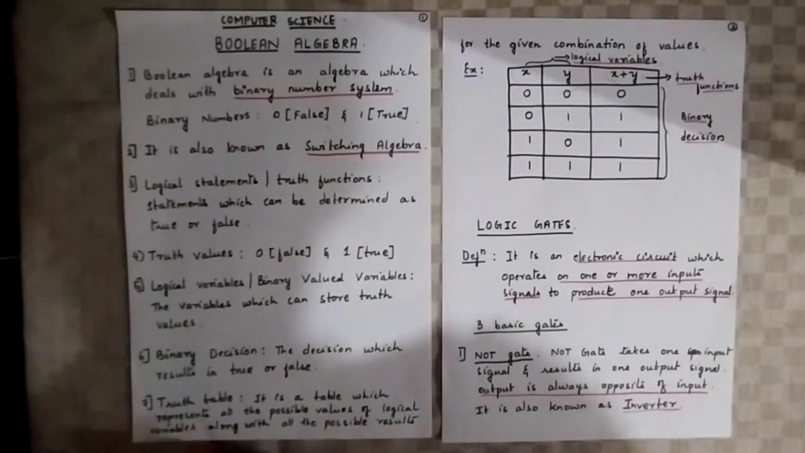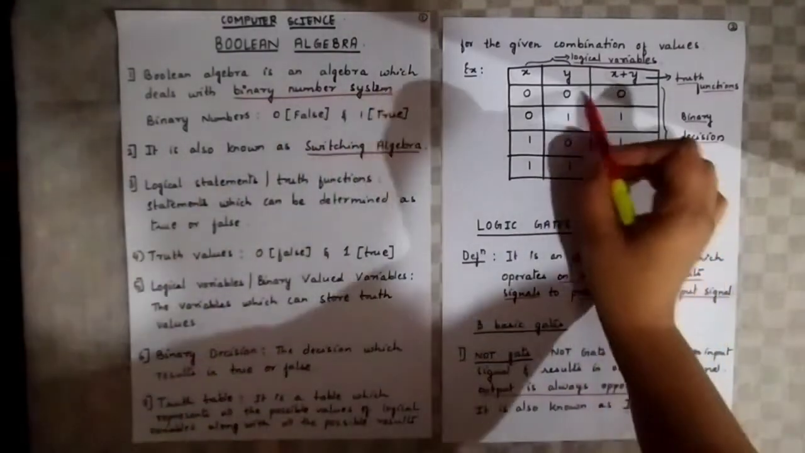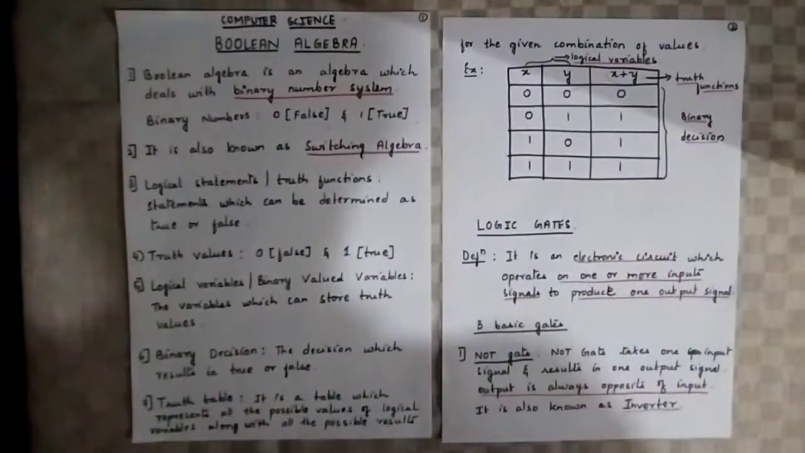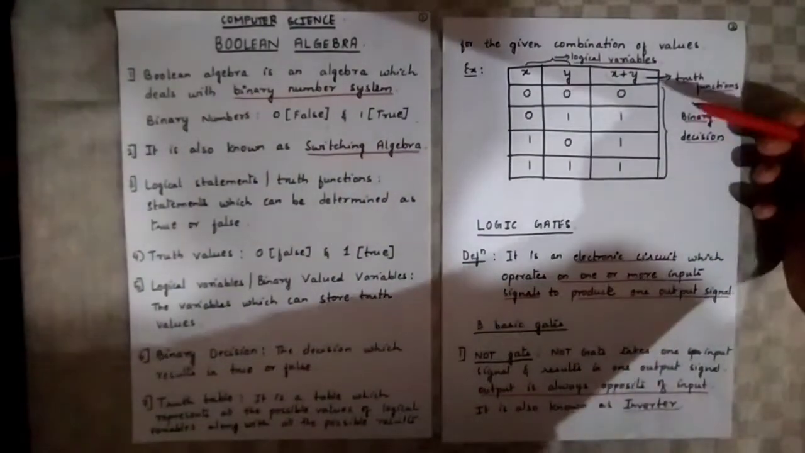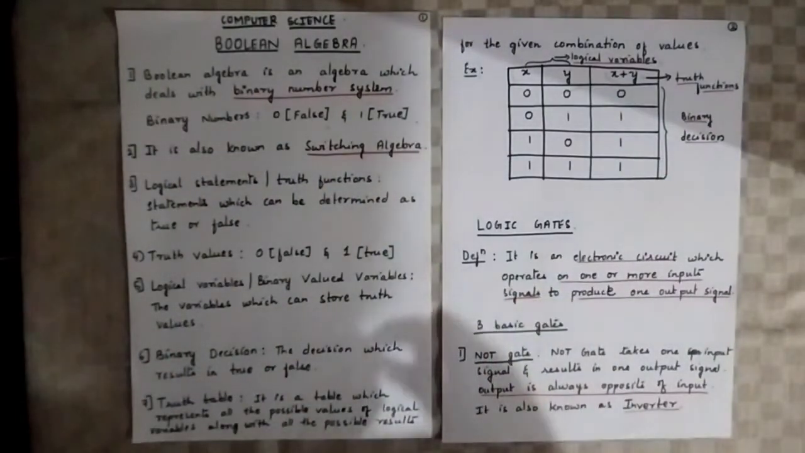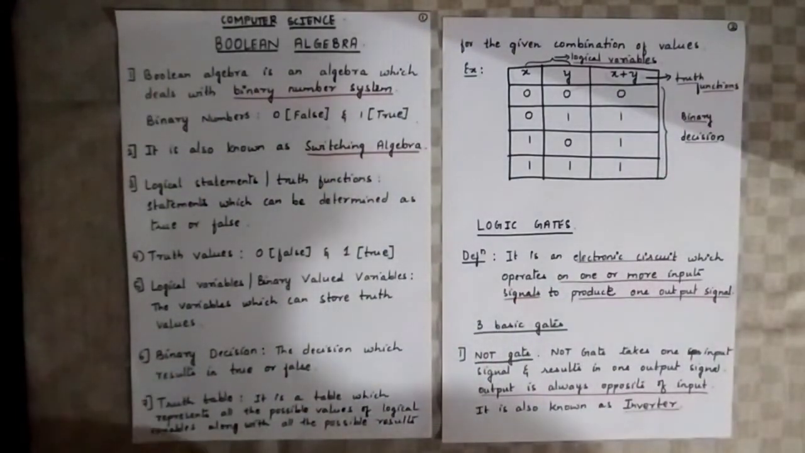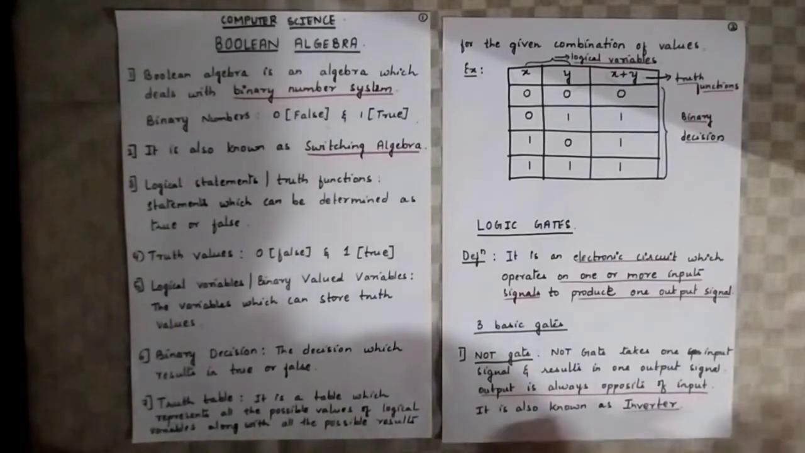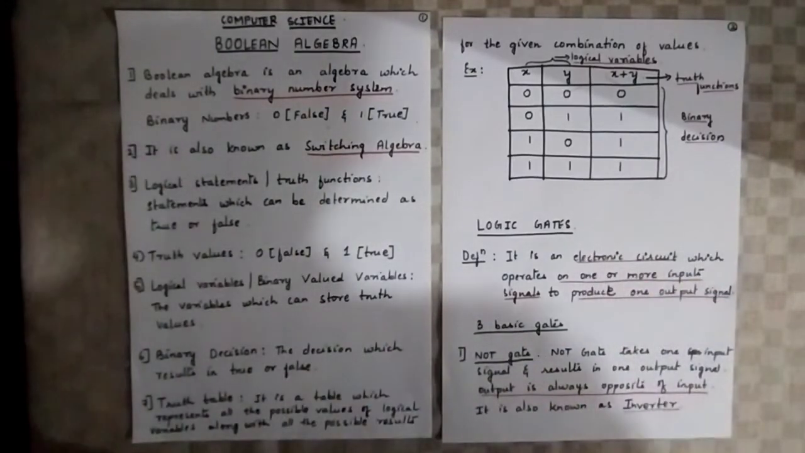So a truth table is a table which represents all the possible values of logical variables along with all the possible results for the given combination of values. So I hope you all are clear with all these important definitions or introductory terms associated with Boolean algebra. Now moving on to the next important topic over here, which is logic gates.